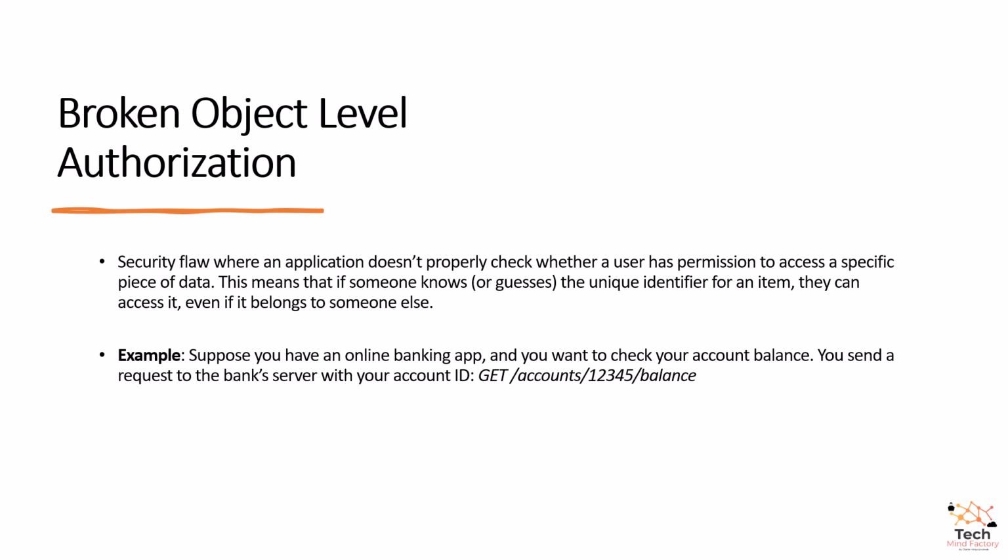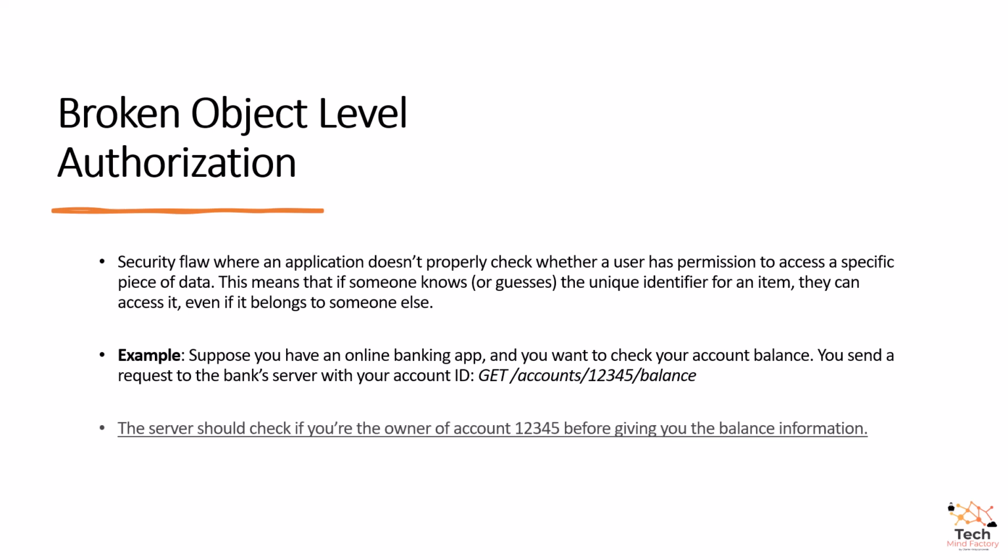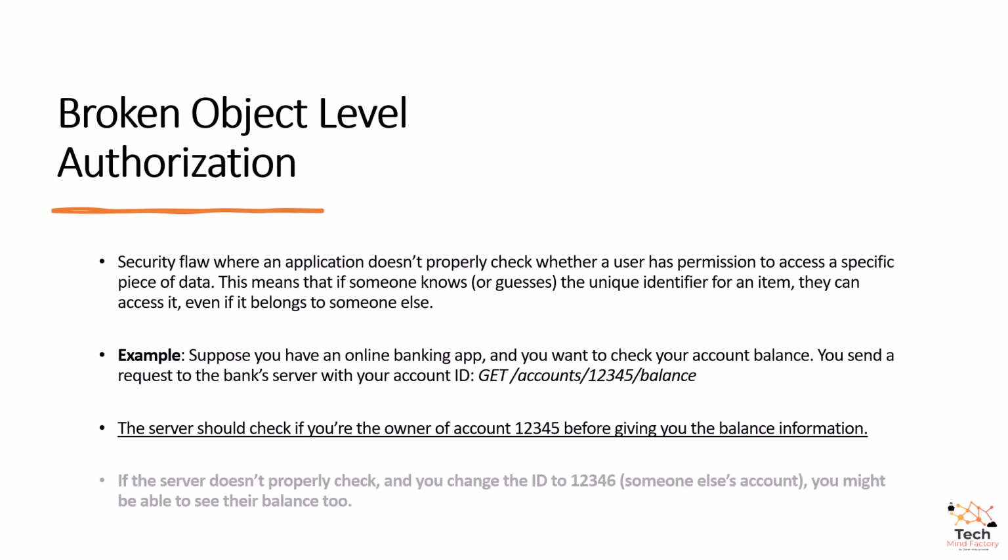Example: suppose you have an online banking application and you want to check your account balance. You send a request to the bank server with your account ID, like GET /accounts/12345/balance, and then the server should check if you are the owner of account 12345 before giving you the balance information. If the server doesn't properly check and you change the ID to 12346, someone else's account, you might be able to see their balance too. And that's a big problem related to authorization.